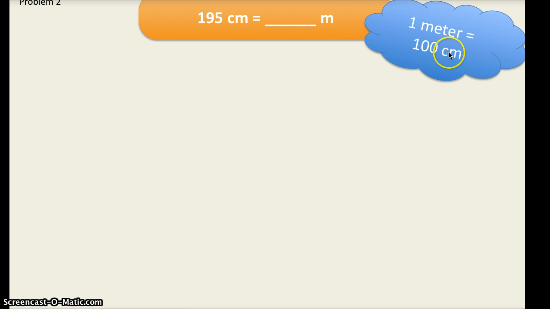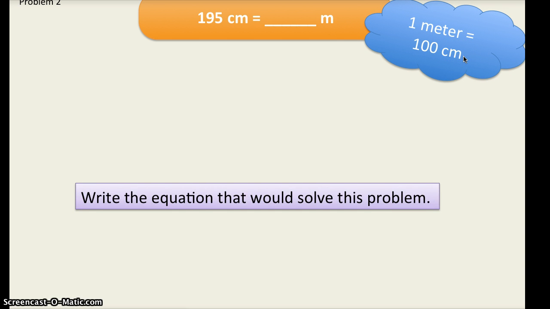Remember, 1 meter equals 100 centimeters. So I want you to see if you can come up with the equation that would help you solve this problem, and write it on your whiteboard. Pause the video while you do that.